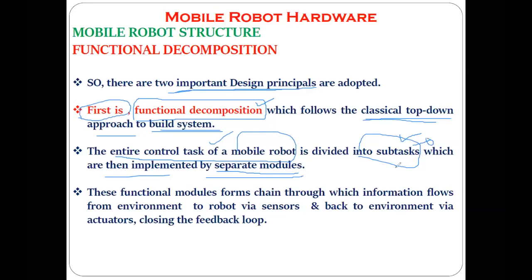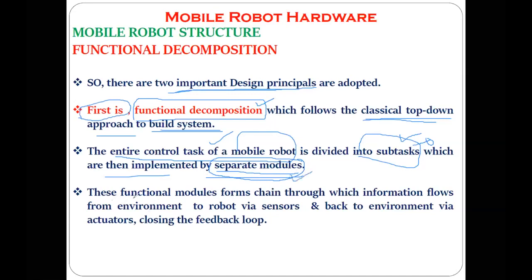in order to carry out or complete these subtasks, there is a utilization of different kinds of separate modules and separate components in the robot. Okay, what those separate modules and components are, we are going to see in the subsequent part.